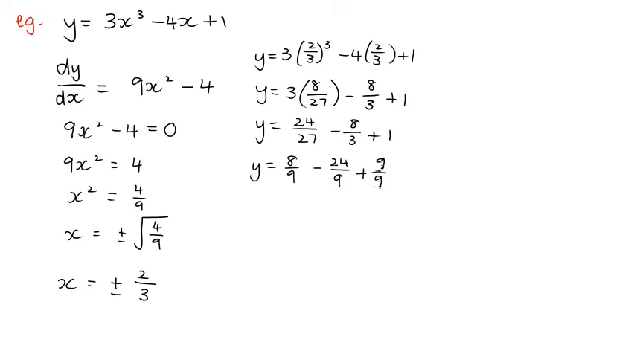Nine on 9. Okay, we know that's going to be on 9. 8 plus 9 minus 24. So 8 and 9 make 17. Take 24. Get negative 7.